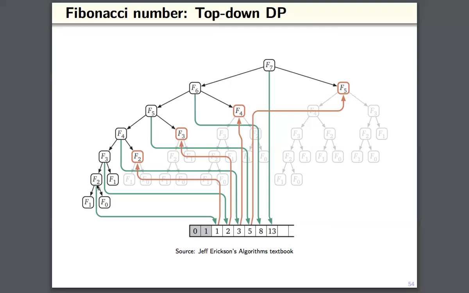We don't know F2. We are computing F2 for the first time. So F2 is equal to F1 plus F0. We know F1, we know F0 because those are the base cases. We have initialized those base cases. F2 is computed for the first time, and immediately we store F2 here.